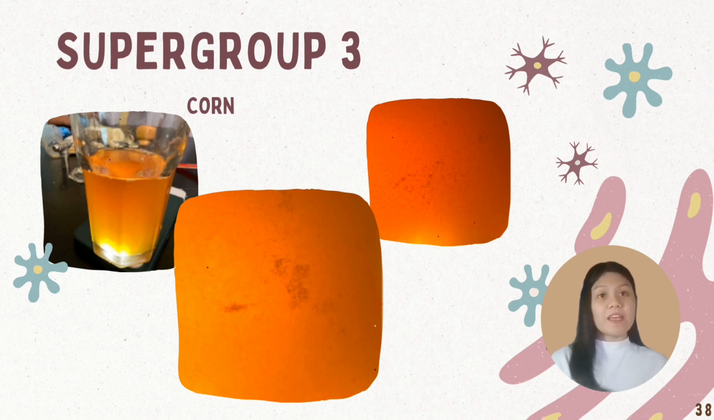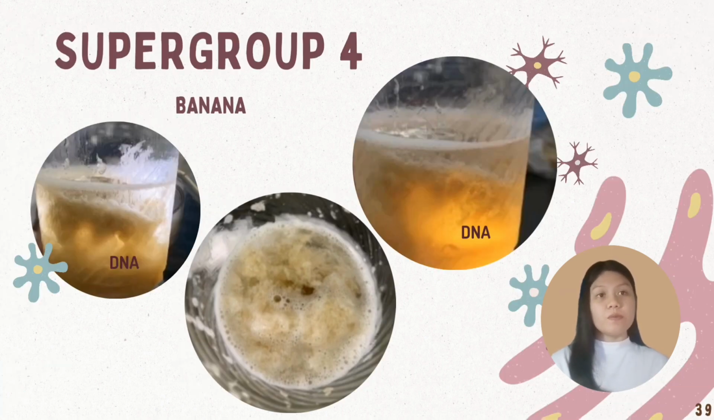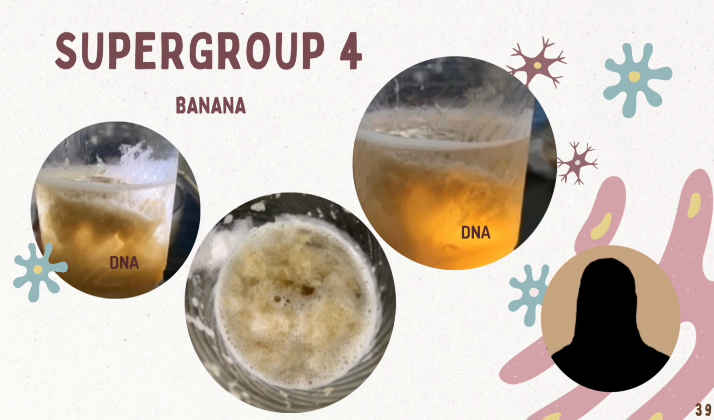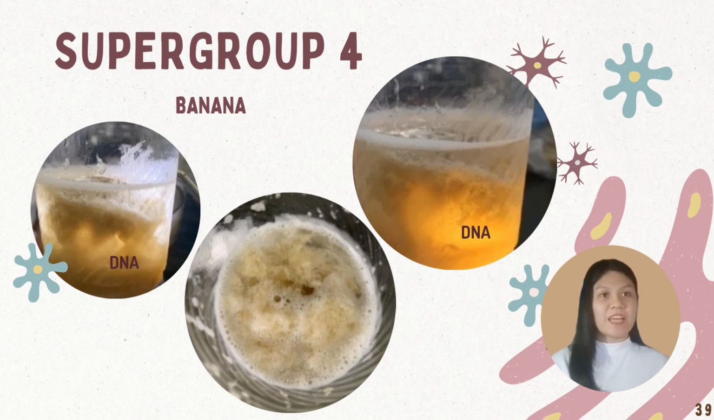Our next stop is the banana sample, which is used by supergroup number 4. Look at these amazing pictures gathered by the group. Here we can see that the group succeeded in extracting the banana's DNA by looking at that big clump of filaments. It is not even thousands of strands, it may be millions of strands coming from the banana sample. Supergroup 4 did so well in this experiment that they were able to extract huge amounts of DNA.